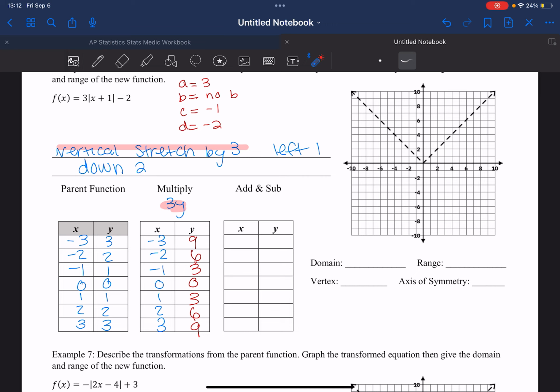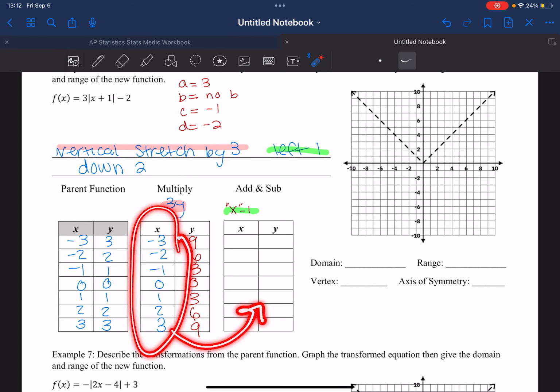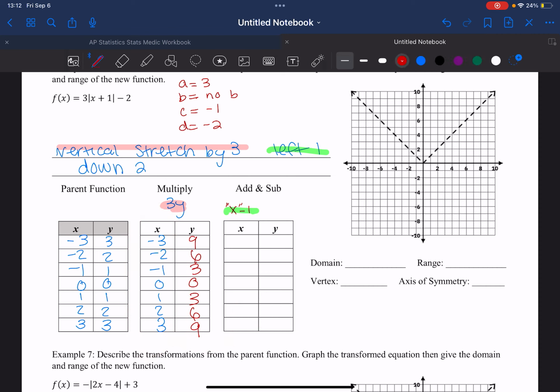Okay. Then it says I am going to go left 1. Left 1, if we go back to our notes, means we are going to take our x value and we are going to subtract 1. Okay. So I'm looking back at my x's right here because this is my new table going to my newest table, and I'm subtracting 1. Okay, so I have -4, -3, -2, -1, 0, 1, 2.